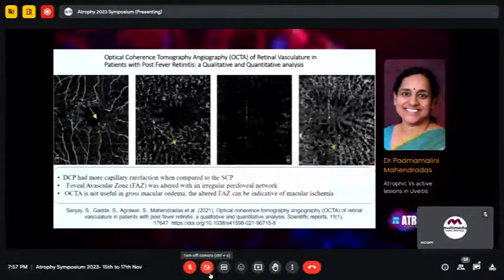Optical coherence tomography angiography shows the alteration of the retinal vasculature in patients with post-fever retinitis. Here, rarefaction of the deep capillary flux is more compared to the superficial capillary flux. FAZ is enlarged and irregular. This can be imaged once the edema resolves.